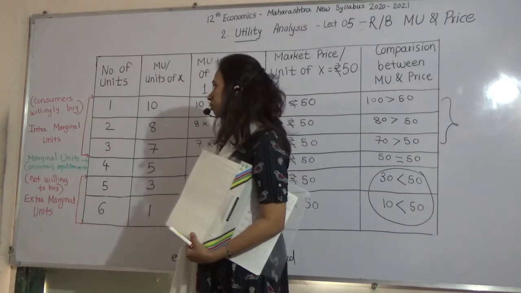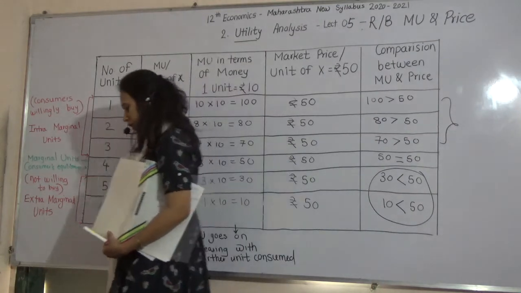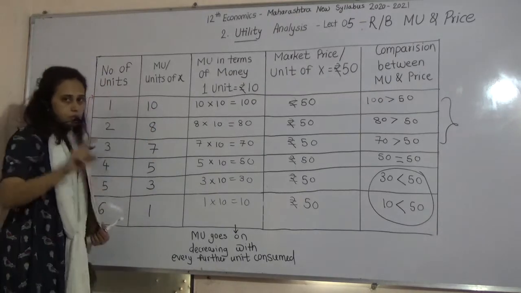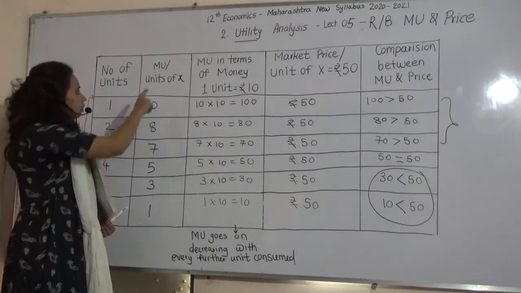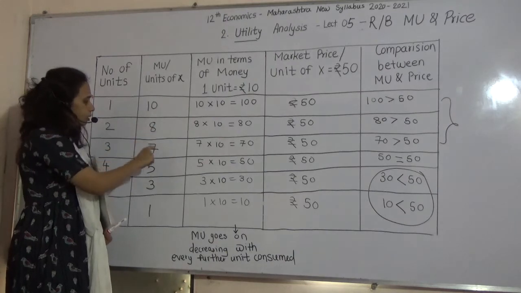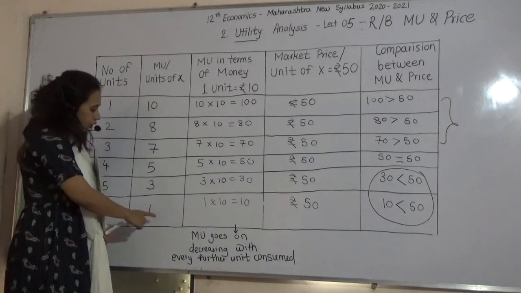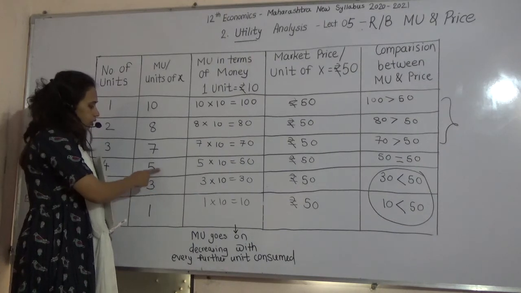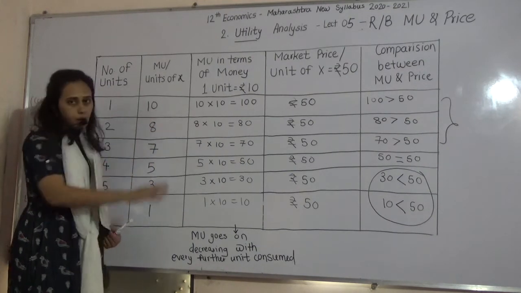Understood? Again I am repeating the same thing. What you have to do? You have to consider 6 units. Then MU units 10, 8, 7. For remembering this, what I told you, 1, 2 differences there. 1, 3, 5, 7, 8, 10.